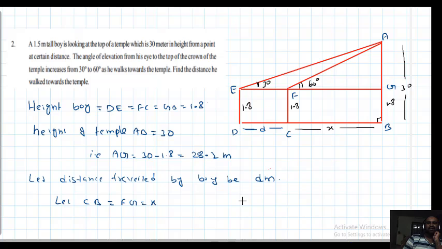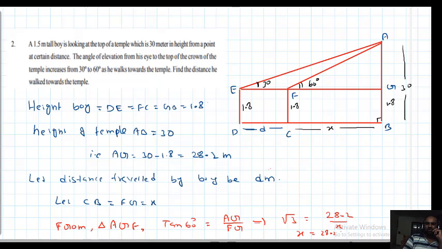First of all, I want to take the right triangle AGF. In triangle AGF, tan 60 degree, opposite side AG by FG, that is root 3 equal to 28.2 by x. So x equals 28.2 by root 3. Leave it, take it as one result.